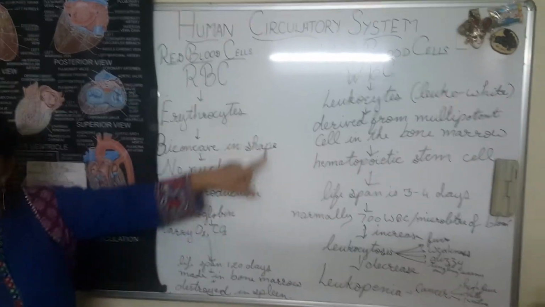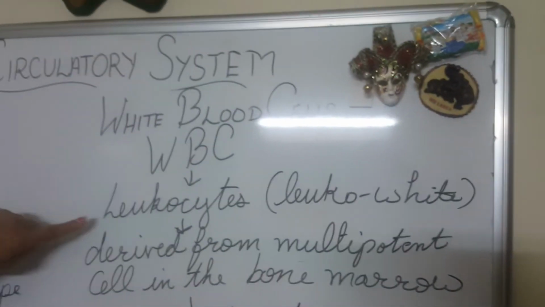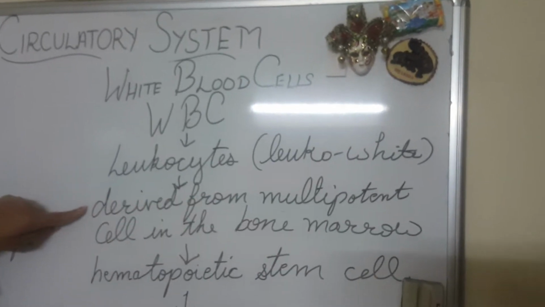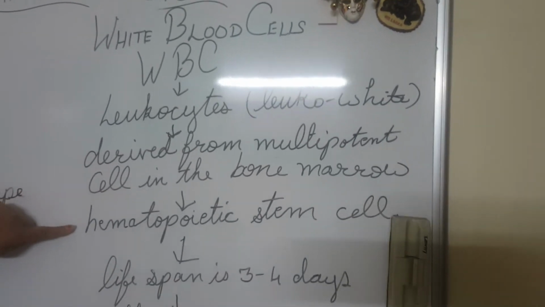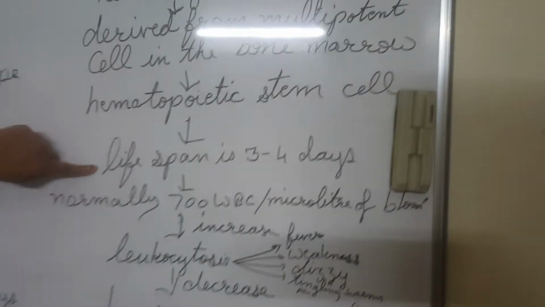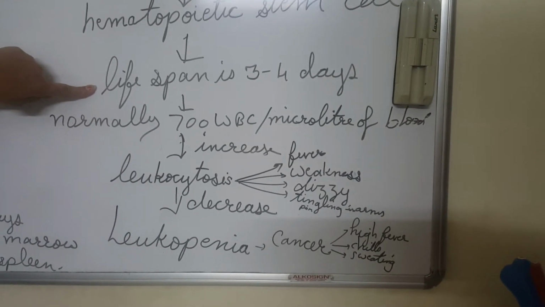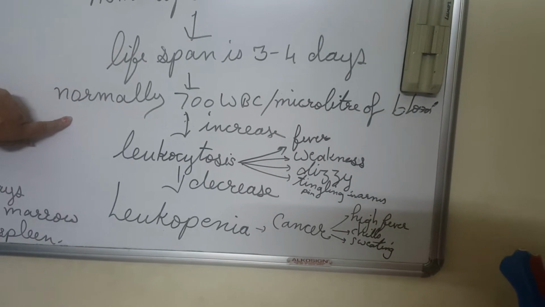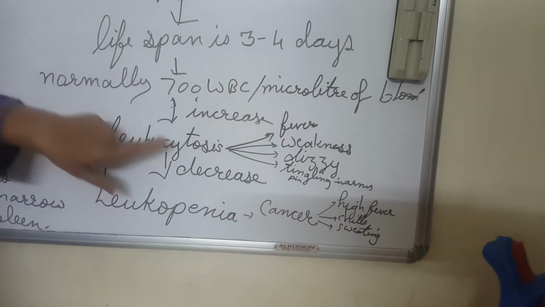Now let's come down to WBC. WBCs are white blood cells, also known as leukocytes, where leukos means white. They are derived from a multipotent cell in the bone marrow, the hematopoietic stem cell, and their lifespan is 3 to 4 days. They just live for 3 to 4 days and then their life is over. Then your bone marrow produces new WBCs. Normally 7,000 WBCs are there per microliter of blood.